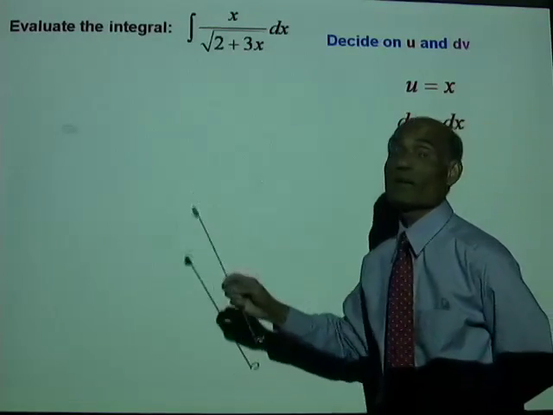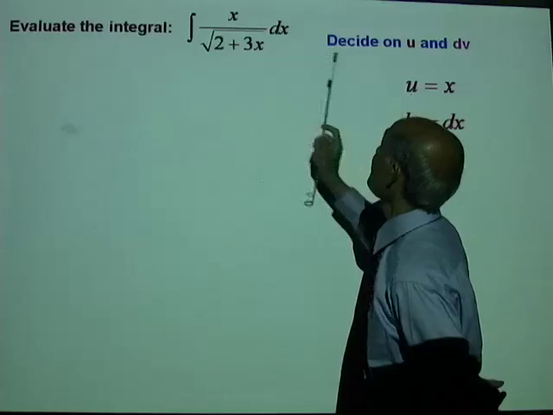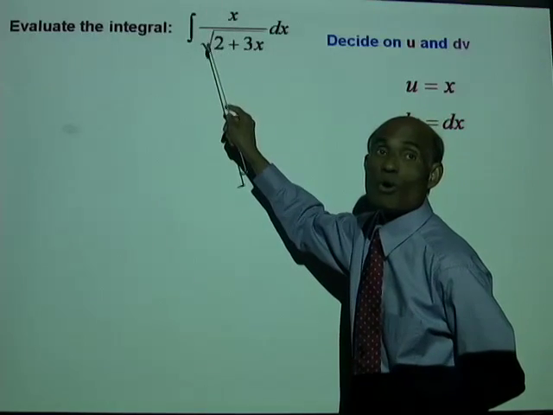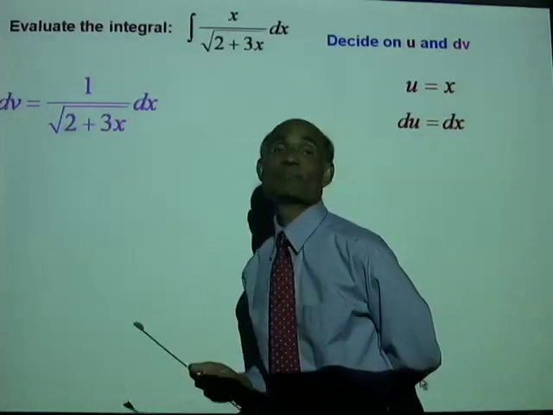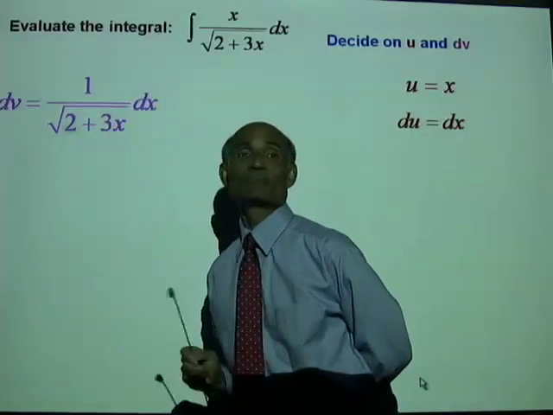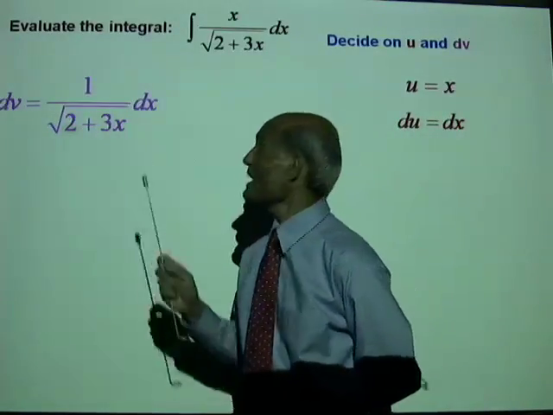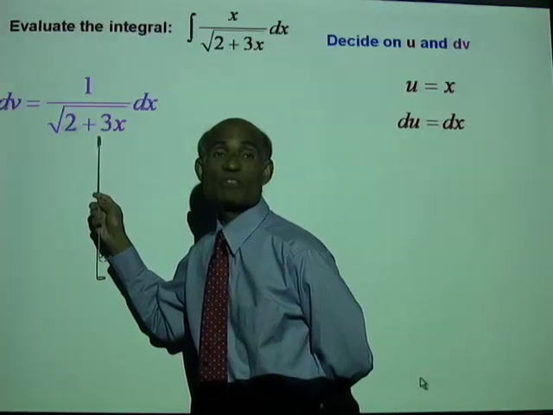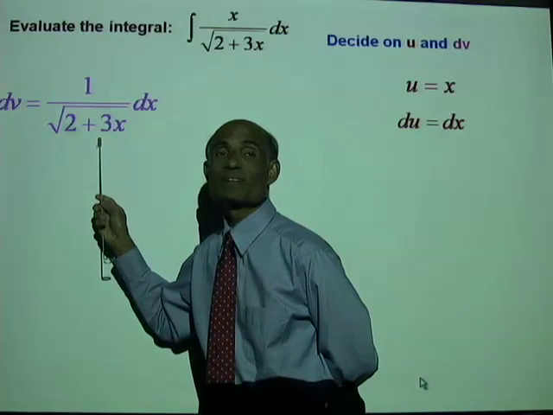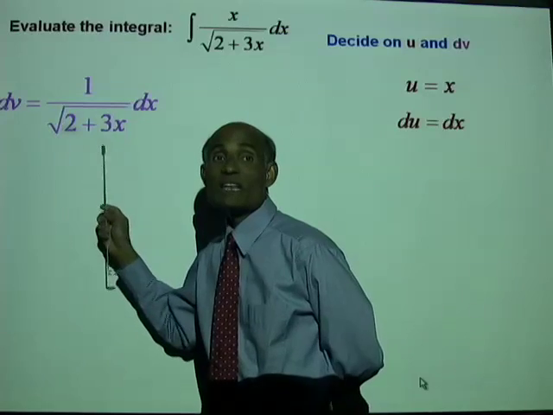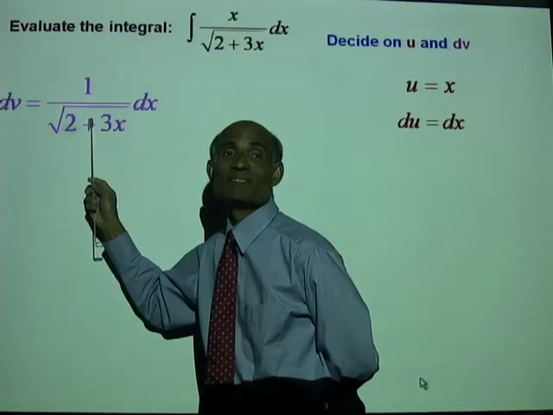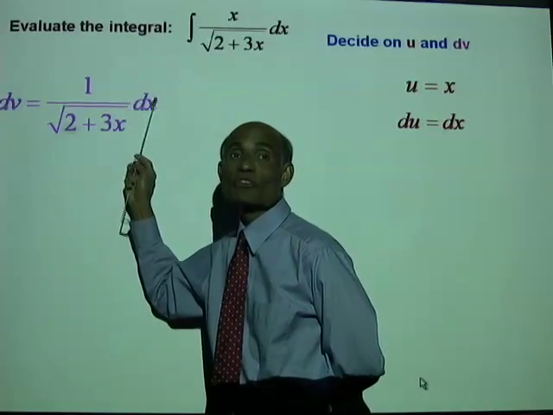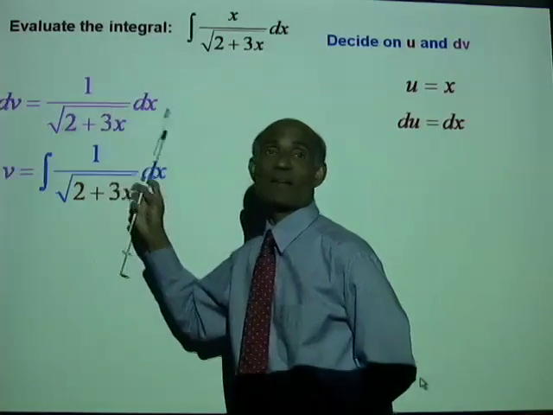That's right. So, your u equal to x, du therefore equal to dx. What is your dv then? If u is x, your dv will be 1 over square root 2 plus 3x dx. That's right. How do we integrate this? By now, you must be able to integrate these kind of quantities very easily. Well, we substitute 2 plus 3x equal to u. And then replace your dx in terms of that.